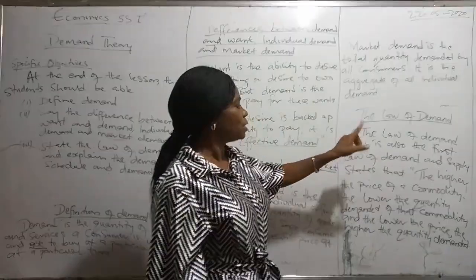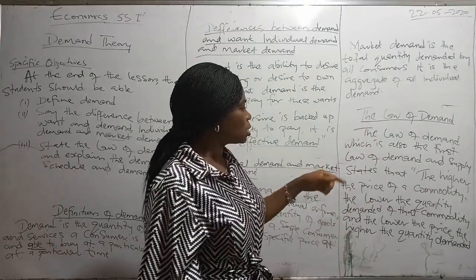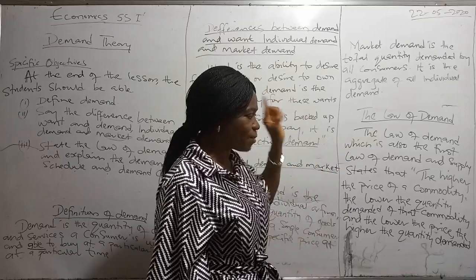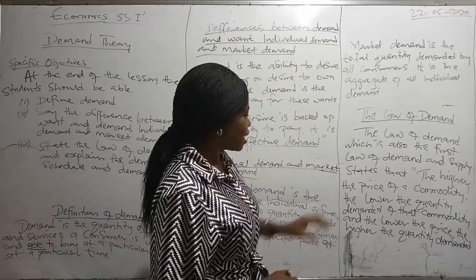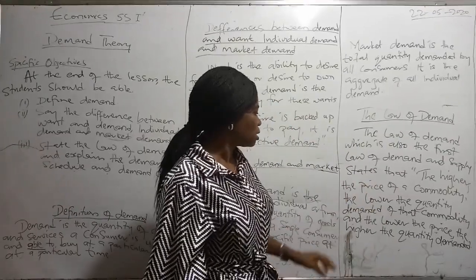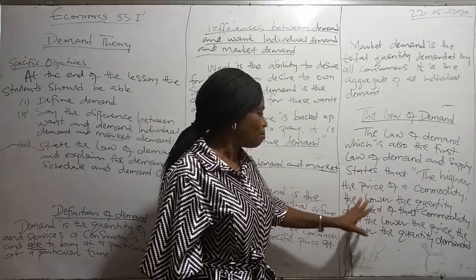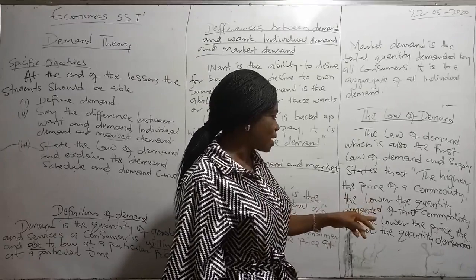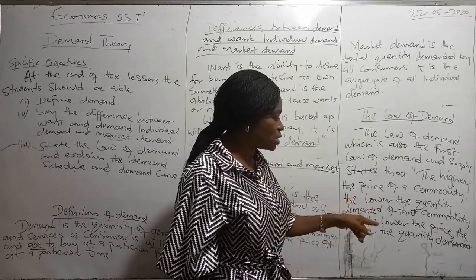The law of demand is also called the first law of demand and supply. This one is the first law. And it states that the higher the price of a commodity, the lower the quantity demanded of that commodity. And the lower the price of a commodity, the higher the quantity demanded.